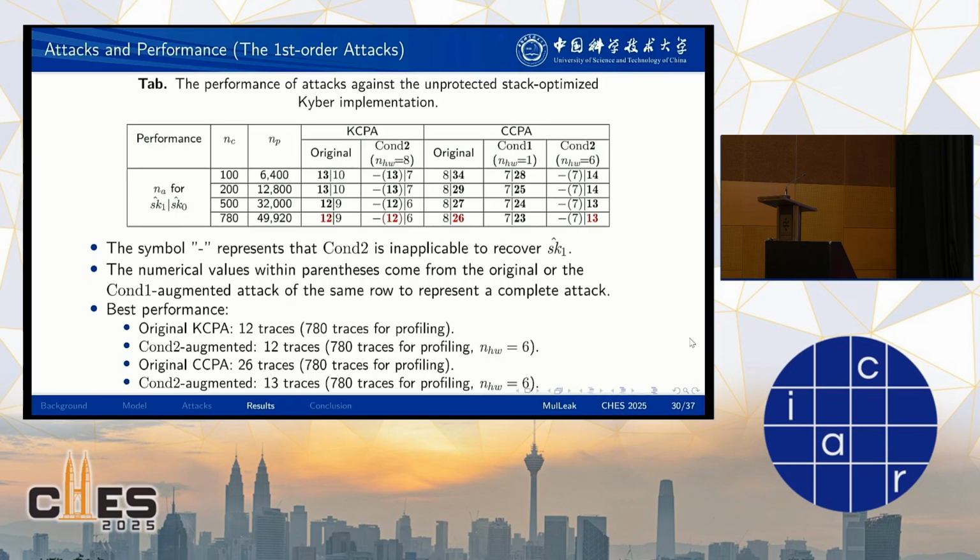This table shows the performance of attacks against the unprotected implementation. It should be noticed that condition 2 is only applicable to the recovery of SK hat 0. In the table, the best performance is achieved when NP equals 49,920 and NHW equals 6. KCPA and CCPA require 12 and 26 traces for the original attack, and 12 and 13 traces for the condition 2 augmented attack.